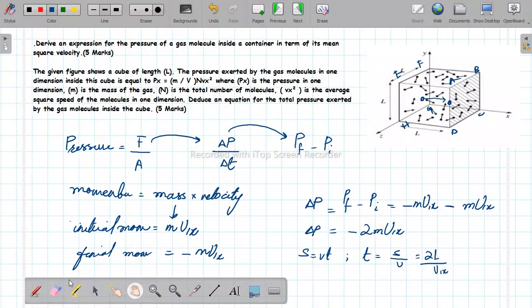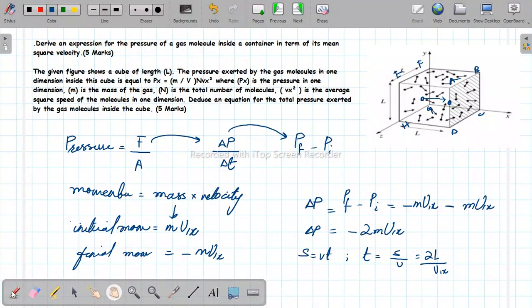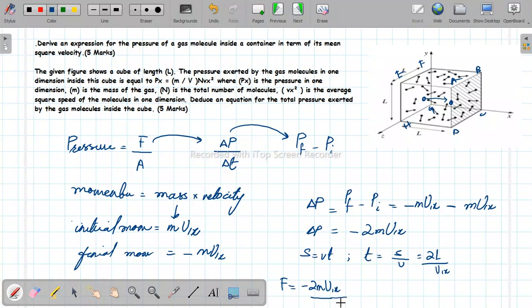Hence force, which is the rate of change of momentum, becomes F equals change of momentum, minus 2 m v1x, over the time it took to change this momentum. Let's just rearrange this equation. This 2 gets cancelled with this 2. This becomes minus m v1x square over this L right here. This is the force exerted by the wall of the container on the molecule.